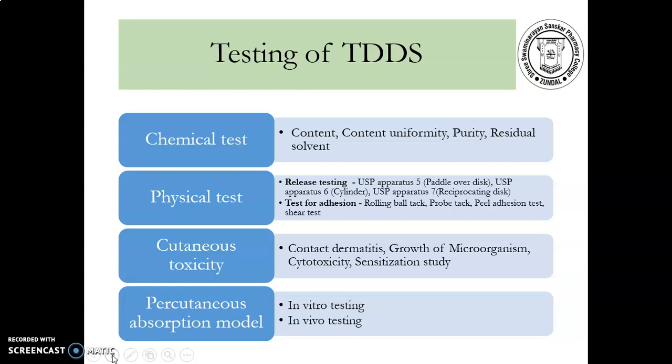Toxicity: in that case, contact dermatitis, growth of microorganisms, cytotoxicity, and sensitization tests are carried out. Percutaneous absorption model includes in vitro testing and in vivo testing. In those cases, the Franz diffusion cell is also used to check the permeation of the drug through the skin layers.